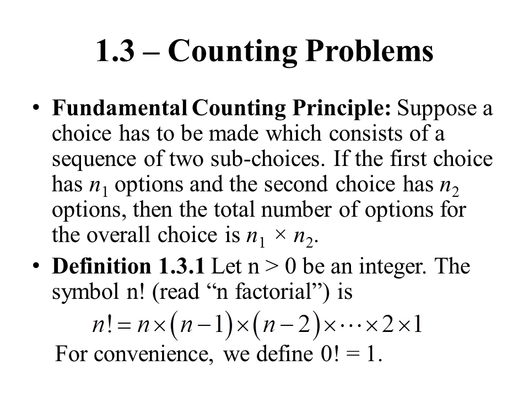Now, when using this fundamental counting principle, we're going to use factorials a lot. And we've all seen factorials, but just to refresh our memory, here's the definition. Let n greater than 0 be an integer. The symbol n factorial is, by definition, n times n minus 1 times n minus 2, all the way down to 2 times 1. And then for convenience, we define 0 factorial to be equal to 1.